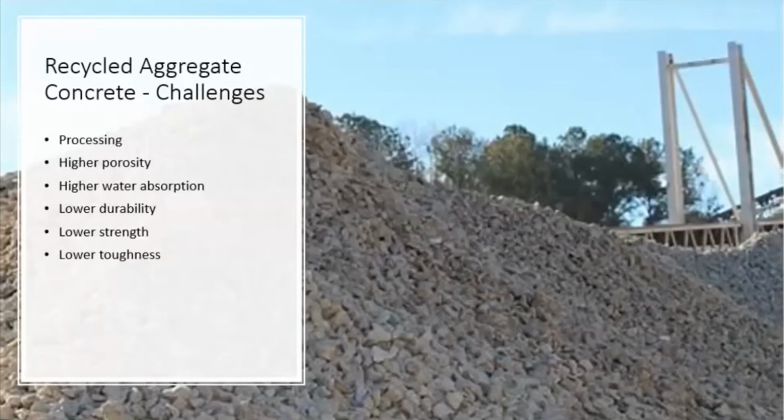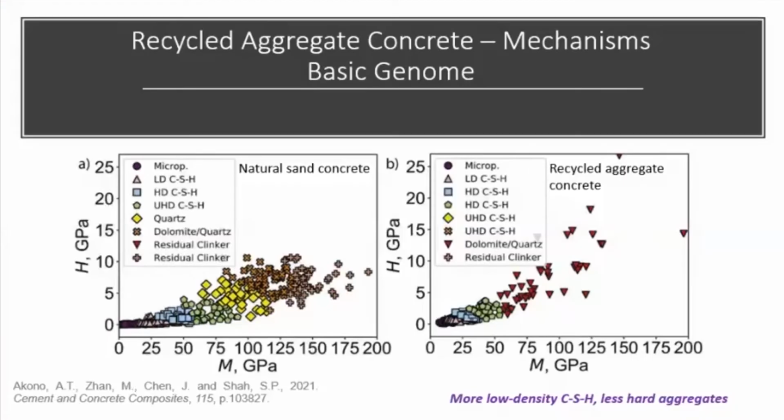Now, some of the challenge when you think of recycled aggregate concrete is really the processing. It's always a challenge. And then there's overall poor performance. There's a higher porosity, higher water absorption, lower durability, lower strength, and lower toughness. And what we saw in our lab, and this is where we use, again, machine learning methods to try to really understand what is the basic genome, if you want, of normal concrete versus recycled aggregate concrete.